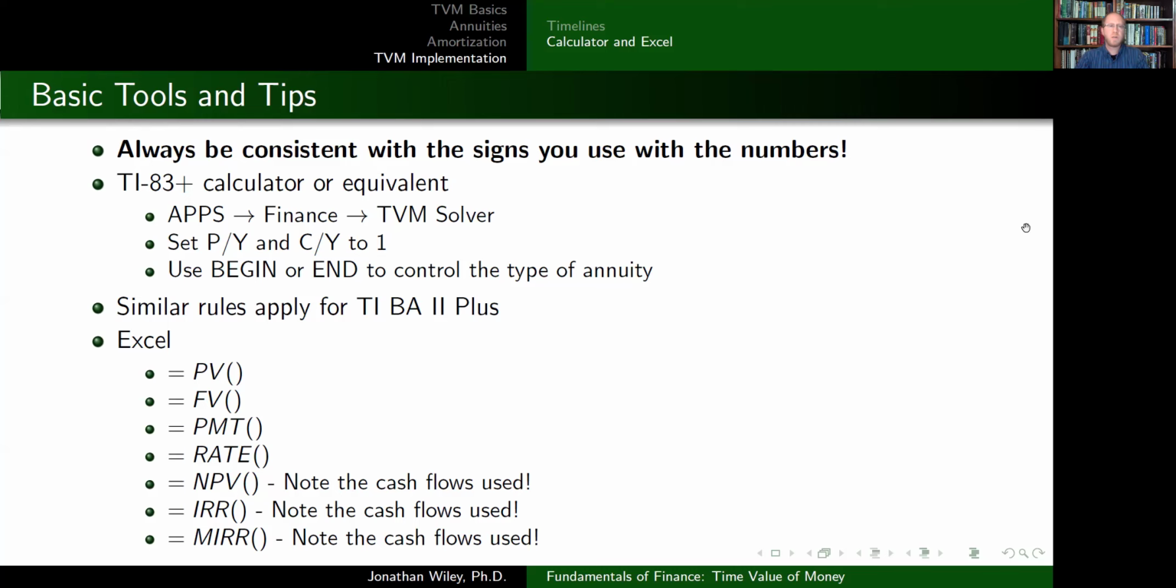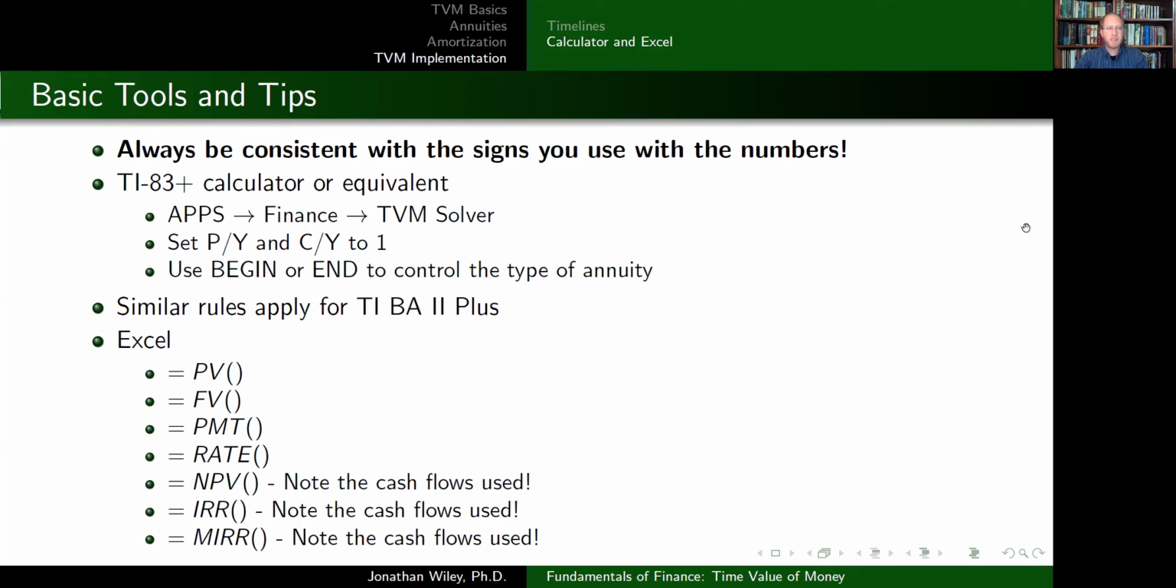Make sure that you use it the way that the number should be used, but the number itself should be correct, but maybe not the sign on it. So pay attention to that. I'm also noting a couple of functions here that are handy, and I plan to talk about them in future videos. And that is NPV, IRR, and MIRR.